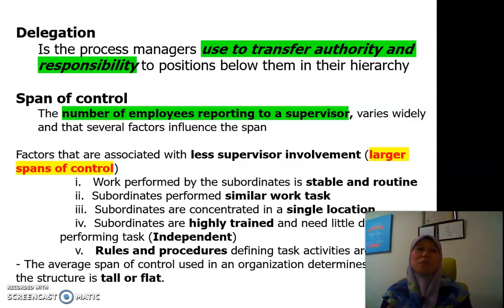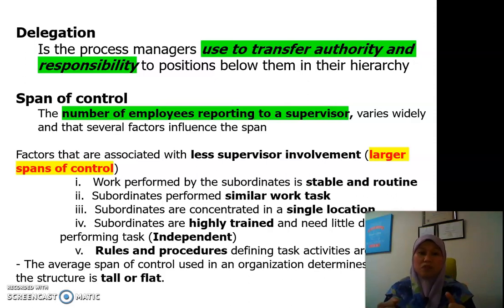Span of control is the number of employees reporting to a supervisor. Sometimes there is one supervisor with like 50 employees, and sometimes there are 3 supervisors with a smaller pool of employees. So it depends on whether you want a larger span of control or a smaller span of control.